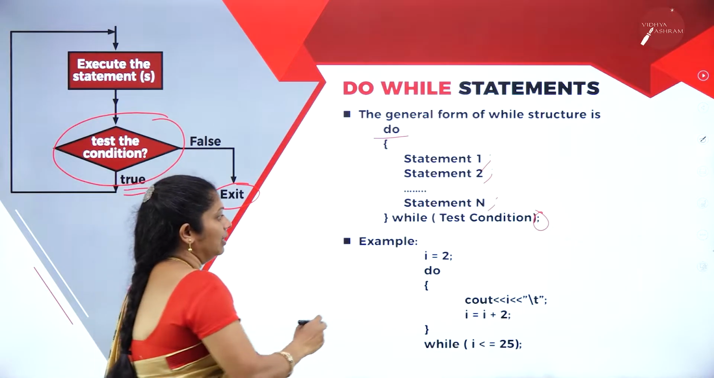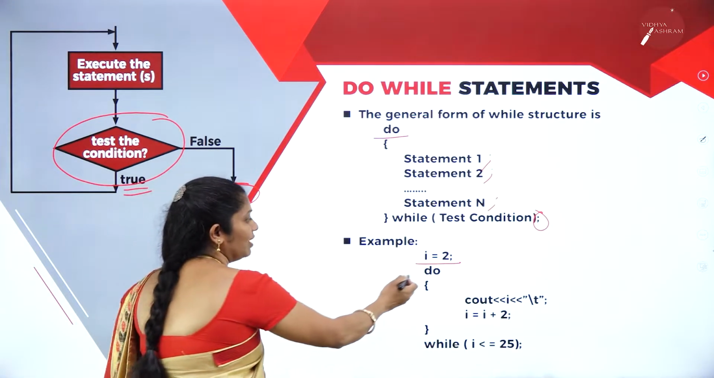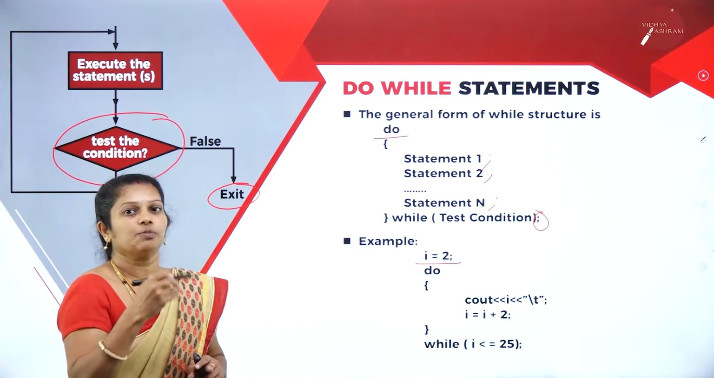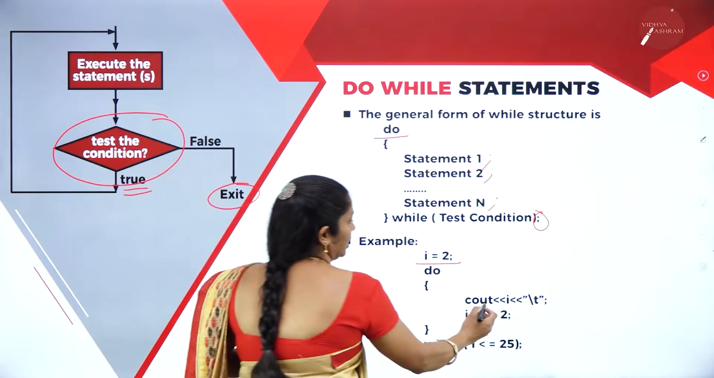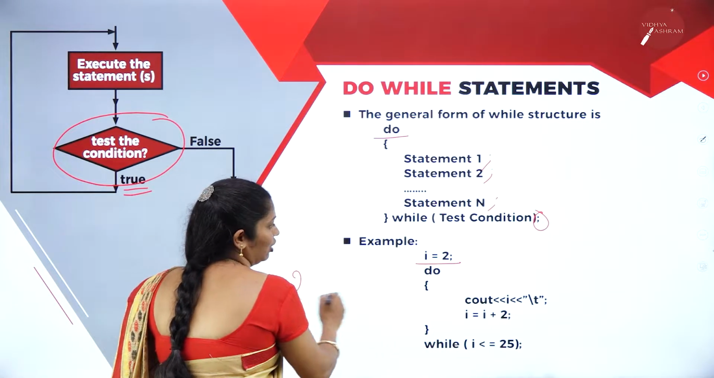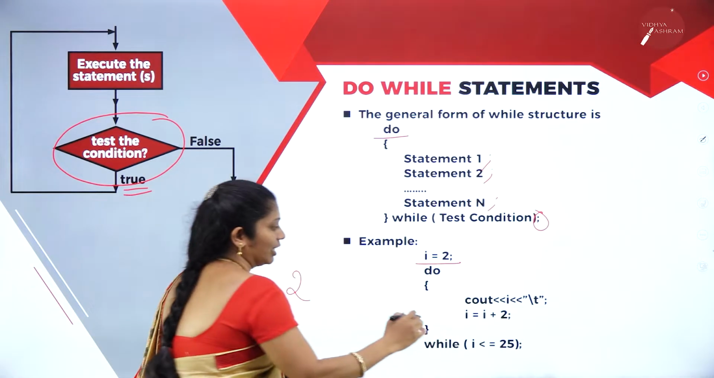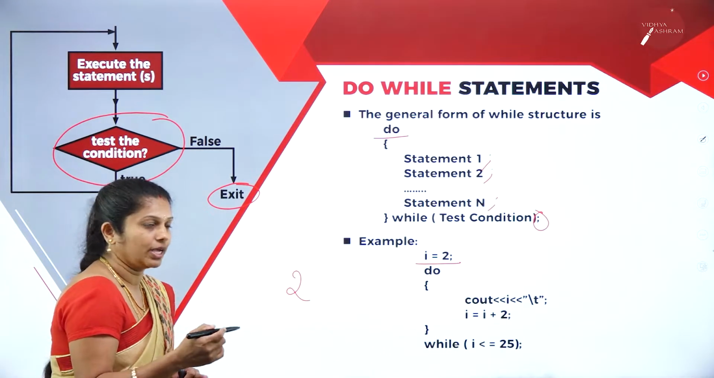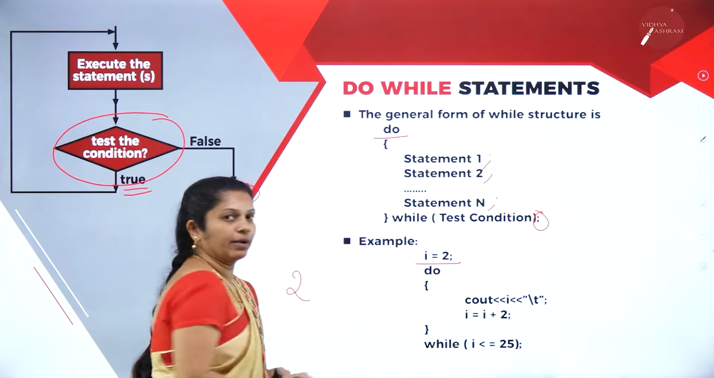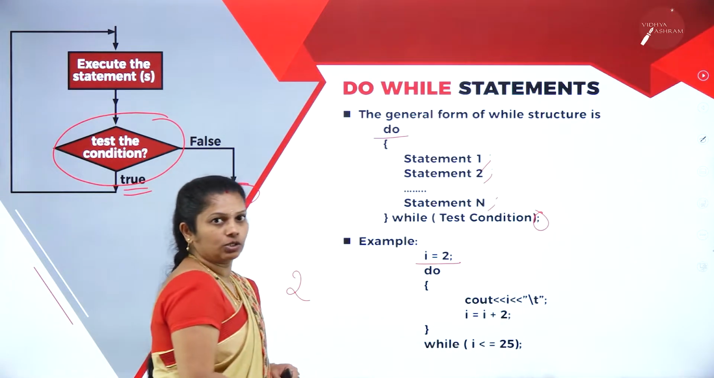For example, for initializing, the I value is 2. In that case, we mention do the process. What is the process? Now, we have to display the I value. In the beginning, it will display 2. Then it will leave some space. Then I will increment by 2. Now the I value, in the beginning 2, becomes 4. Then it will come here to while I is less than or equal to 10.